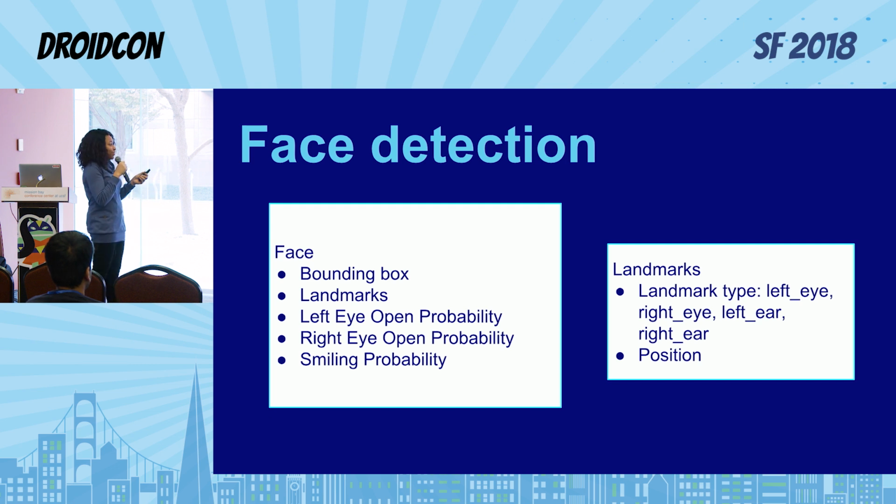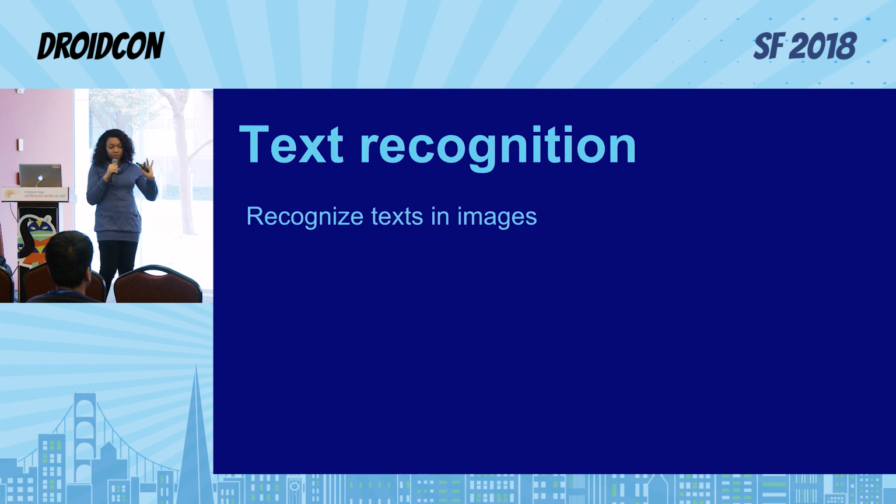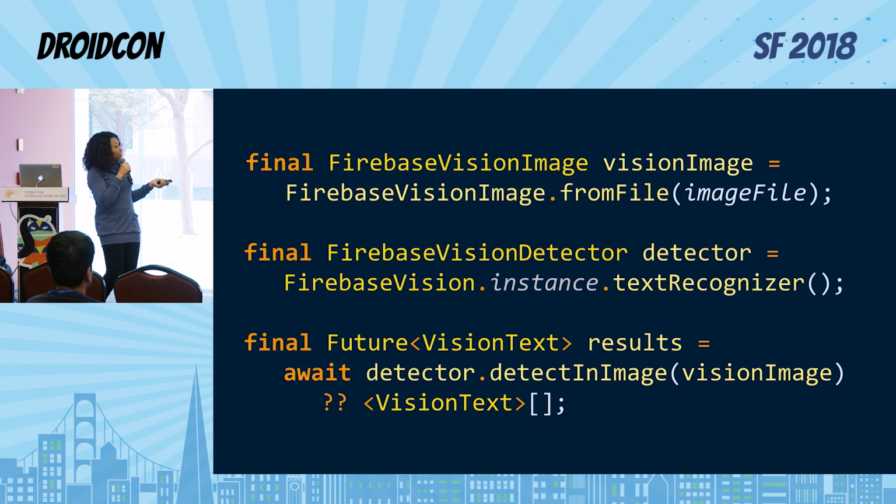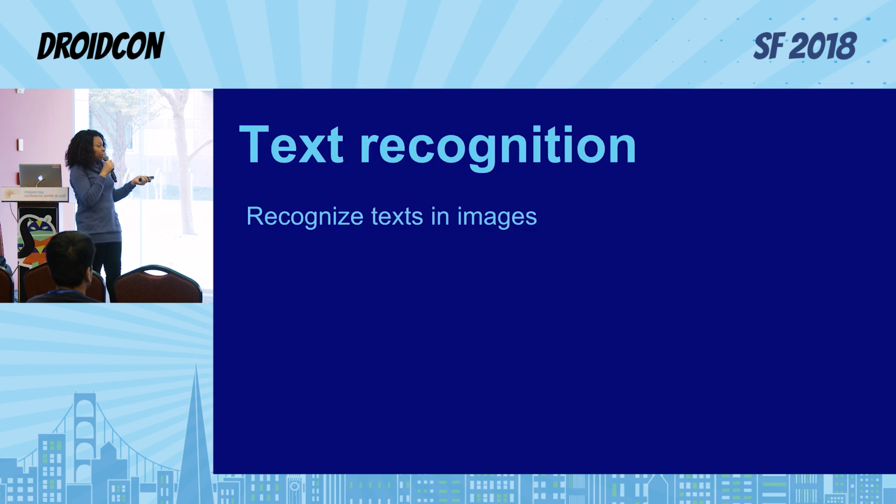There are really cool things that you can do with that. Okay, so that's it about face. So for text recognition, just like the name says, it recognizes text in an image. You would give the API an image, and it'll spit out vision text.